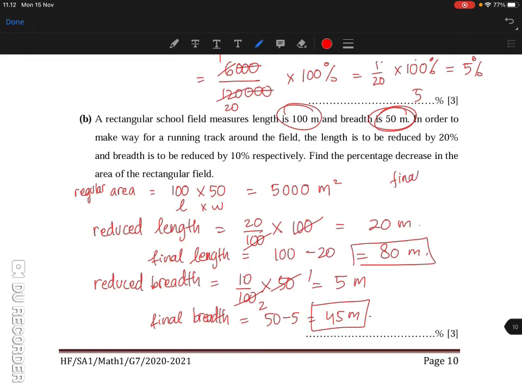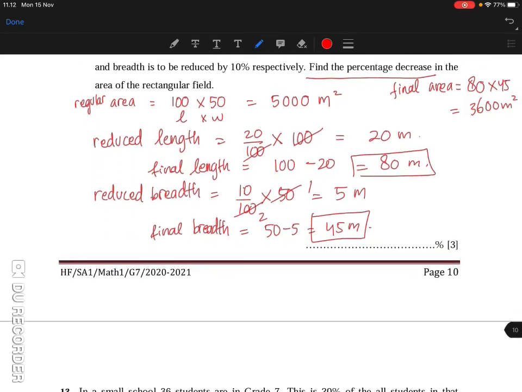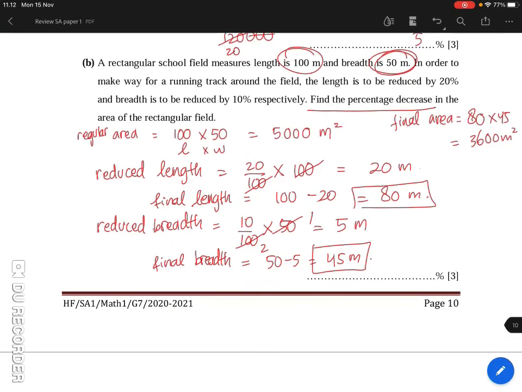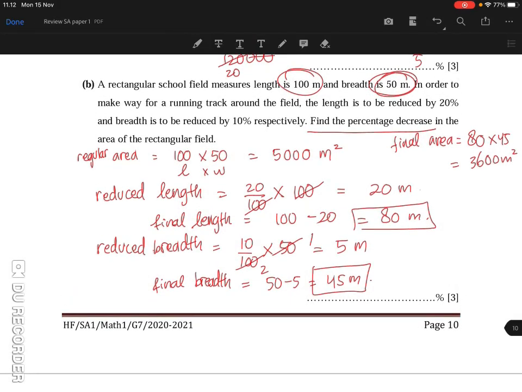Final area. So you will have 80 multiplied by 45. It is going to be, hold on, 80 multiplied by 45, 3,600 meter square. Now we are not finished yet, because you need to find the percentage decrease. The percentage decrease here, it means you have to, alright, I'm going to comment, blue color.